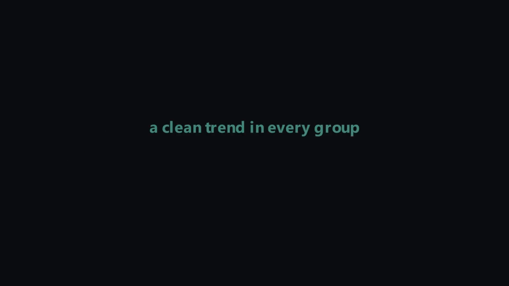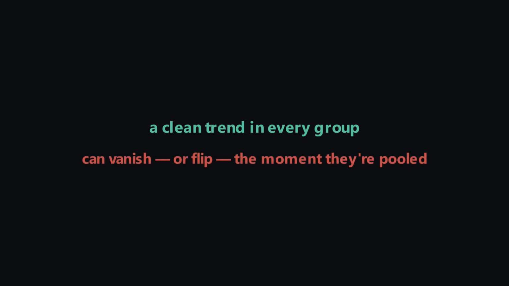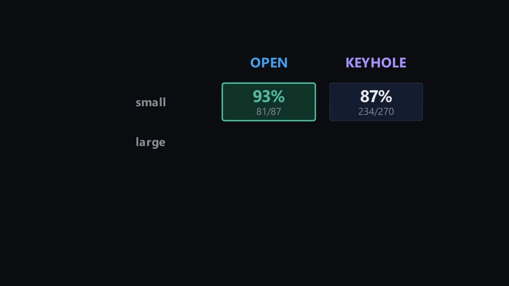It's a vivid picture of the whole effect. A clean trend in every single group can vanish, or flip entirely, the very moment the groups are pooled together. And this is not just a textbook trick. In 1986, a real study compared two treatments for kidney stones, traditional open surgery and a gentler keyhole technique. For small stones, open surgery succeeded 93% of the time, against 87% for keyhole.